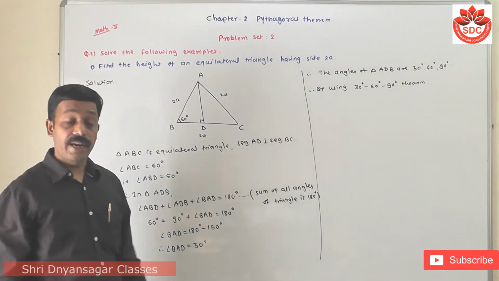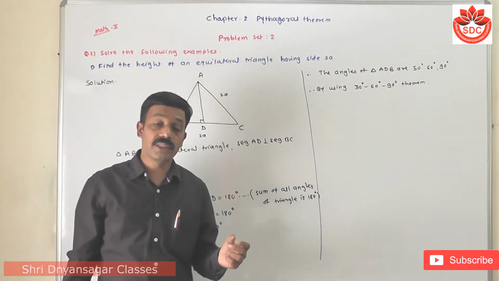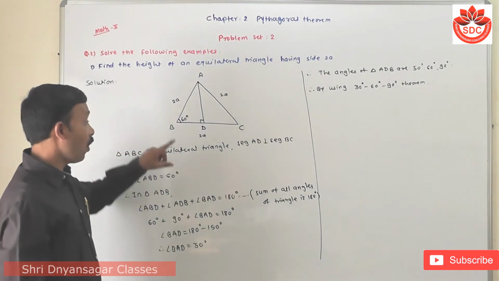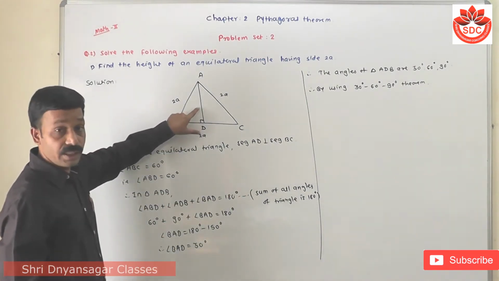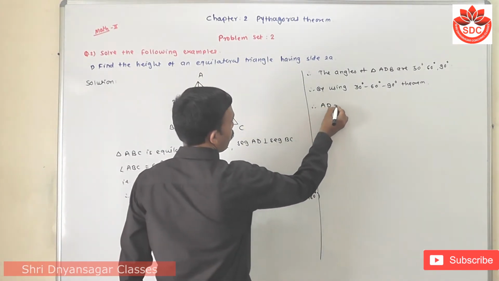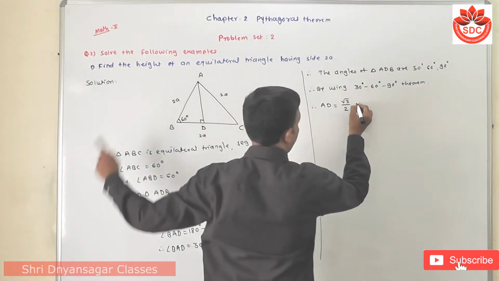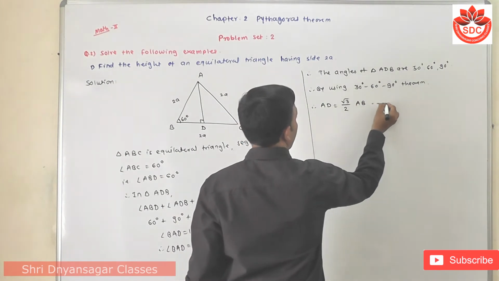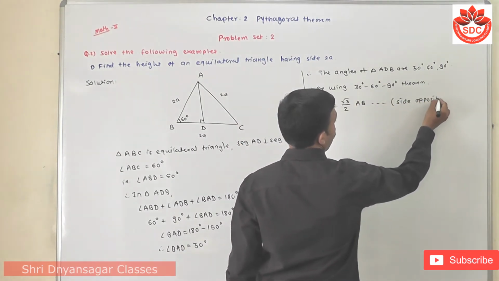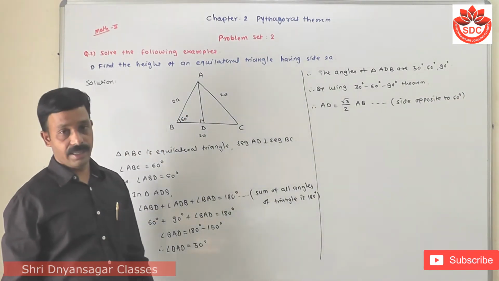This theorem says the side opposite to 30 degrees is half of its hypotenuse and the side opposite to 60 degrees is root 3 upon 2 times its hypotenuse. Now we want the side opposite to 60 degrees. So I directly take: therefore AD is equal to root 3 upon 2 times its hypotenuse. The hypotenuse is AB. The reason: side opposite to 60 degrees, by using the 30-60-90 degree theorem.